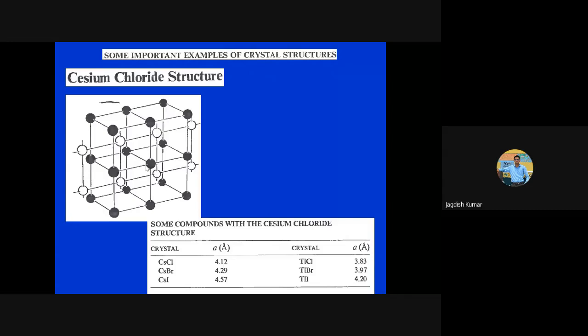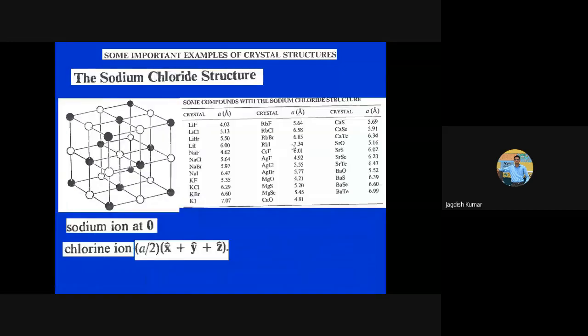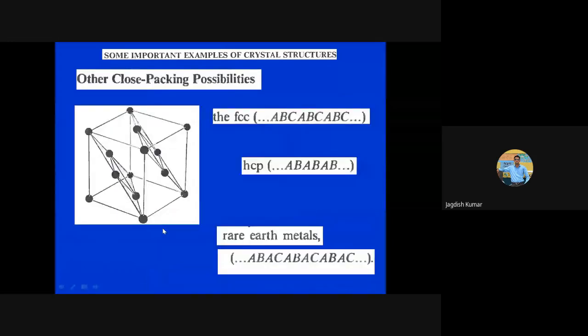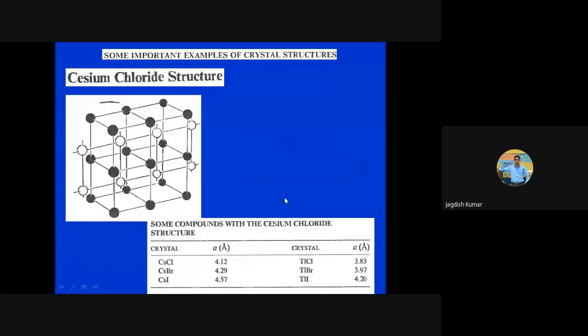Cesium chloride has a simple cubic lattice, and in cesium chloride, please note it in your notebook somewhere, chlorine is sitting at 000, and cesium is sitting at 0.5, 0.5, 0.5. In case of sodium chloride, suppose sodium is sitting at 000. You can interchange the positions of cesium and chlorine in the cesium chloride structure. That doesn't change things anyhow, so we can interchange them.